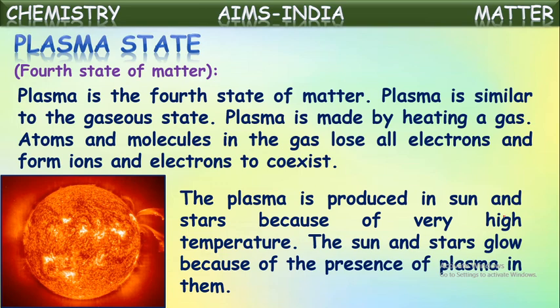Did you understand how plasma is formed in the sun and stars? As very high temperature exists in them, the gases present in the stars and sun ionize. That means the atoms and molecules in the gases lose their electrons completely. Then these ions and electrons coexist in them. That state itself is called plasma state. Because of the presence of these electrons and ions, they glow. That means they are glowing because of the plasma state. Okay.